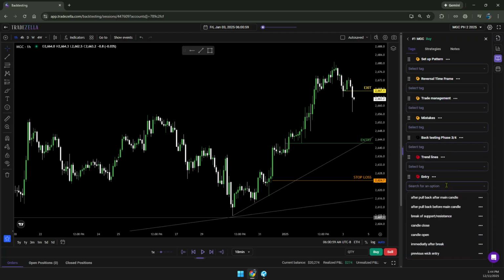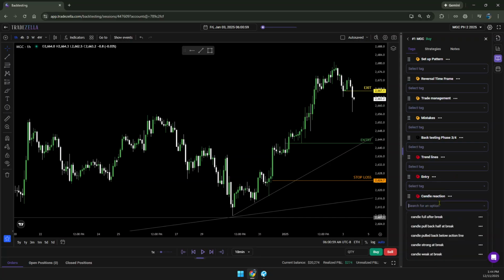What was my entry? Was I entering after a pullback, after the main candle, or after a pullback, before the main candle? Was it a break of support and resistance? Did I enter on candle close or candle open? Did I enter immediately after the break? And was it a previous wick entry? So these things I want to know. I want to start defining my entry.